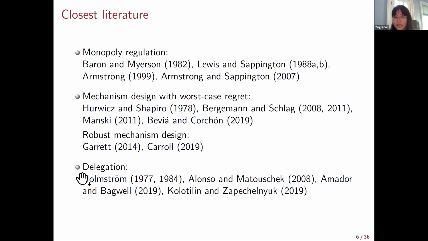Lastly, we contribute to the delegation literature by providing a foundation for not using money. We will show in the paper that when the regulator cares sufficiently more about consumers, or when the consumers are sufficiently homogeneous, it's optimal to just impose a price cap. To the best of our knowledge, this is the first paper that shows that not using money is optimal, even if the regulator and the firm can make transfers to each other. Okay, so this concludes the introduction.